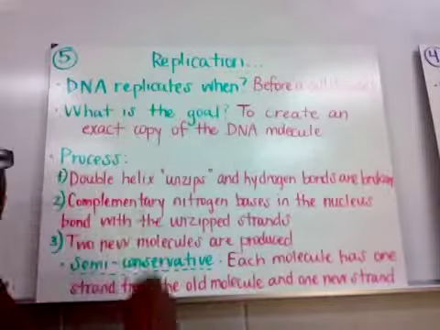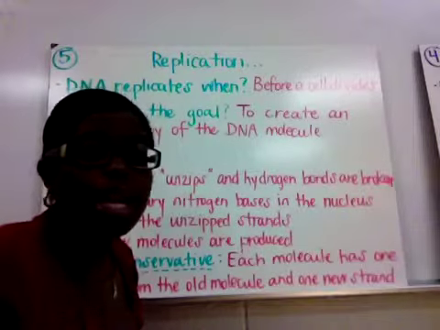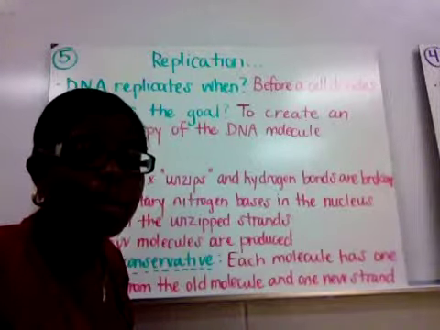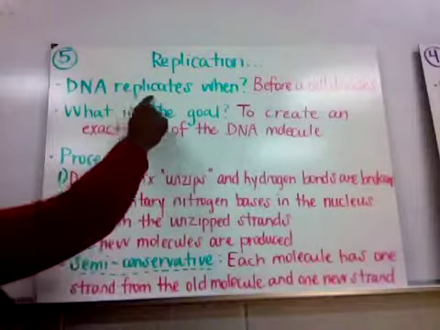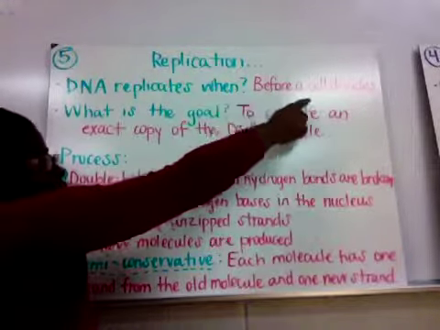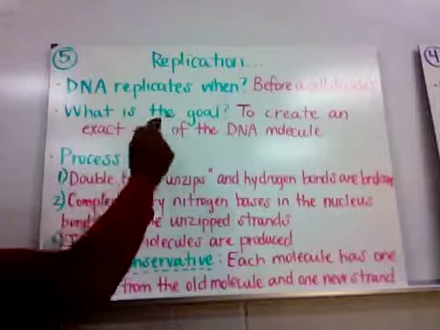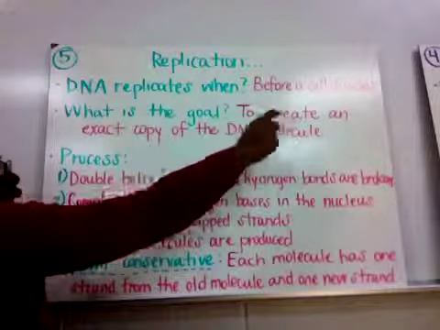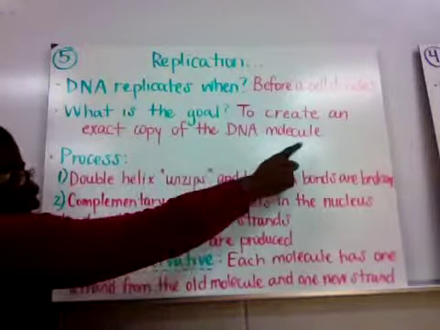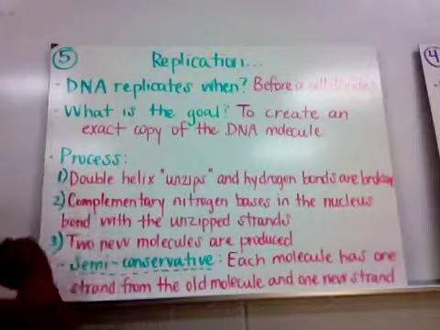So replication, DNA replication. To replicate something just means to make a copy of it. So DNA replicates before a cell divides. What is the goal of DNA replication? To create an exact copy of the DNA molecule. And this process has a few steps.